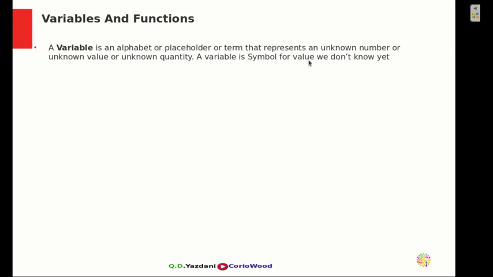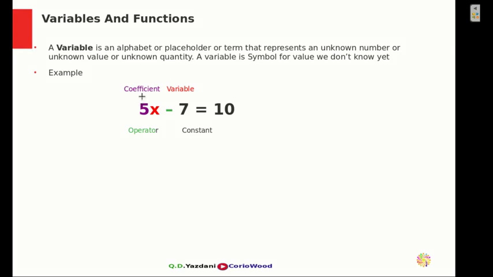A variable is a symbol for a value we don't know yet. We can think of a variable as holding a value, but we don't know the value yet. For example, have a look here. We have 5x, minus, and 7 equal to 10. Now you tell me which one of them is the variable, which one is the operator, and which one is the constant.